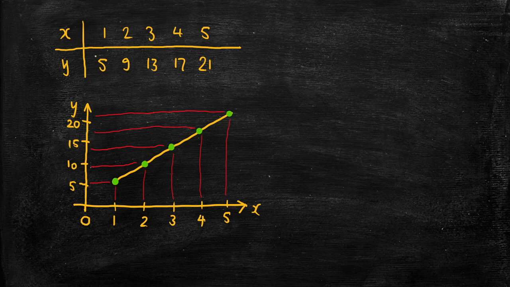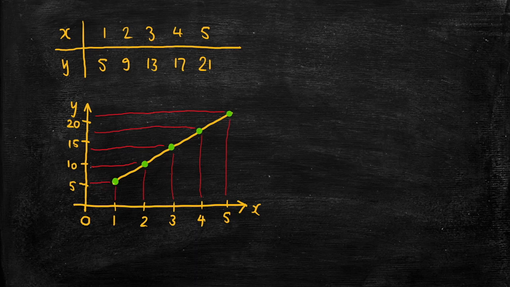I can represent these pairs of values on a graph where I have x on the horizontal axis and y on the vertical axis, and each of the green points here represents one of the pairs of x and y values. So for example, the first one, x equals 1, y equals 5, is right here. X equals 1, y equals 5, and that's this first green dot here. And then the second one is x equals 2, y equals 9, and that's this green dot here, and so on. So I've got my 5 data points, and they all lie along a straight line.